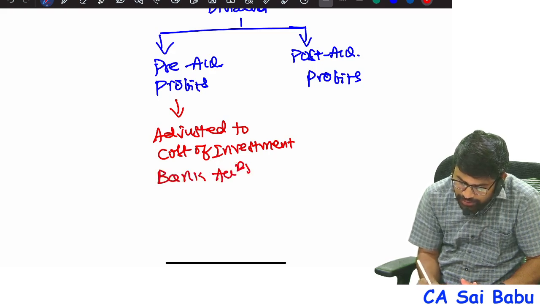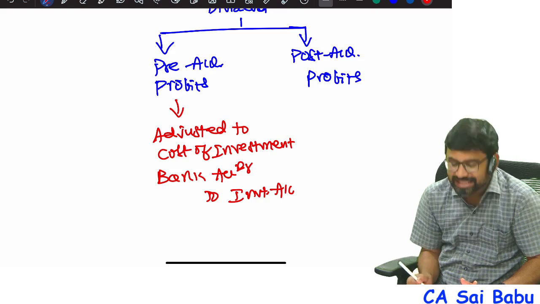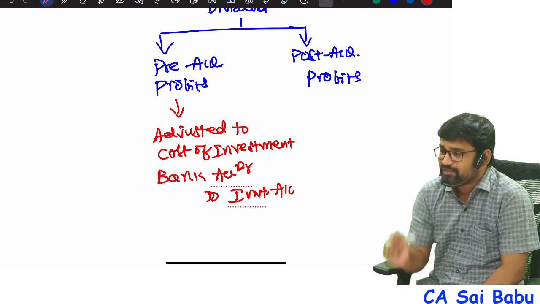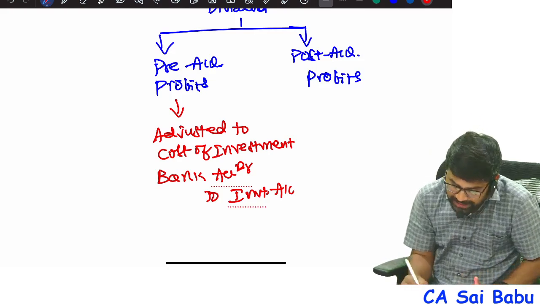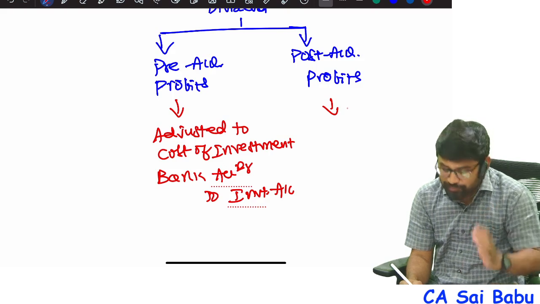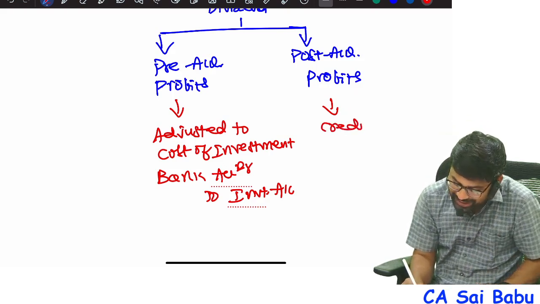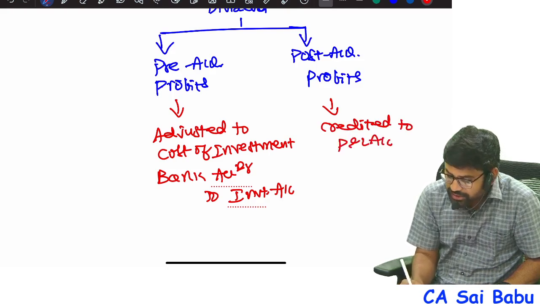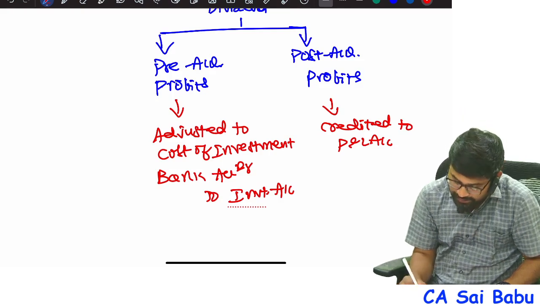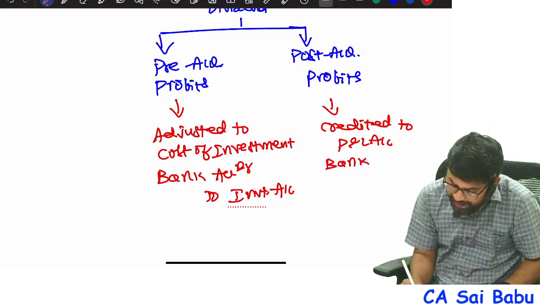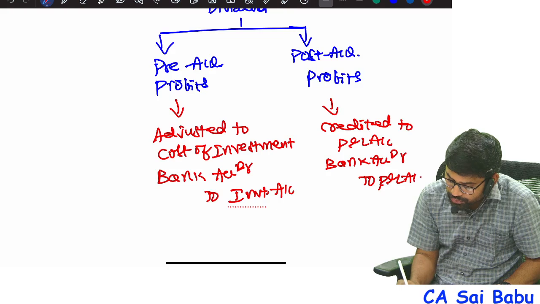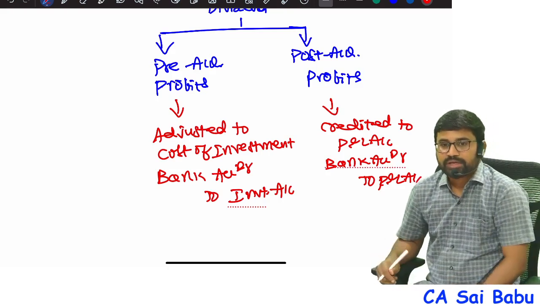Bank account debit to investment account. I will directly adjust the dividend received from the subsidiary company from pre-acquisition profits to my investment account. Suppose, for example, the dividend is received from post-acquisition profit, this is credited to the P&L account. That means the entry is bank account debited to P&L account. Bank to P&L account. Important.